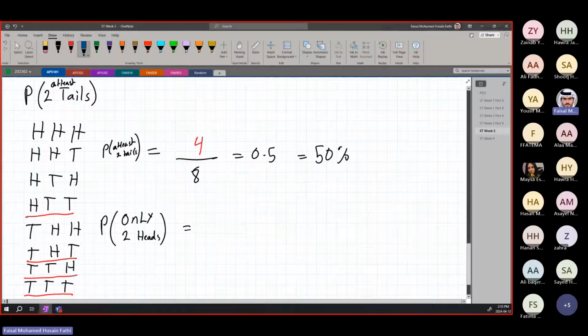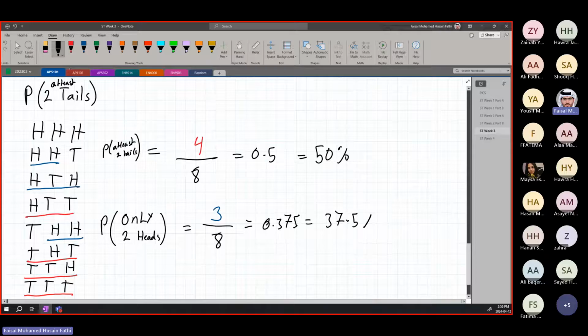We're going to look at it again. So the first one has 3 heads total. We want only 2 heads. Here we have 2 heads. Here we have the 2 heads. Here we do not have 2 heads. Here we have 2 heads. And that's it. So we have 1, 2, 3. We have 3 over the entire sample space of 8. So it's equal to 3 over 8, which is 0.375, or in percentage, 37.5% chance of getting only 2 heads.